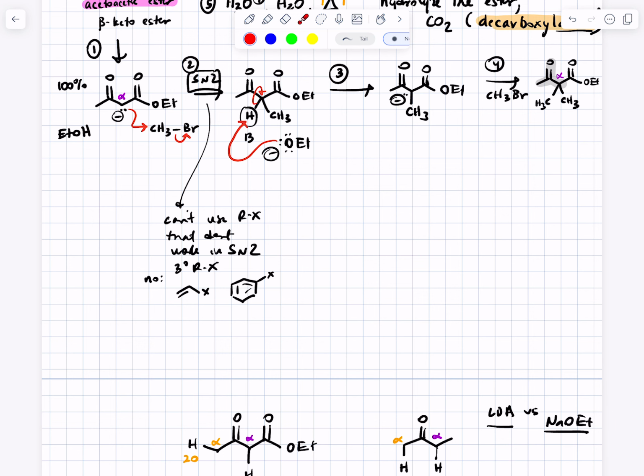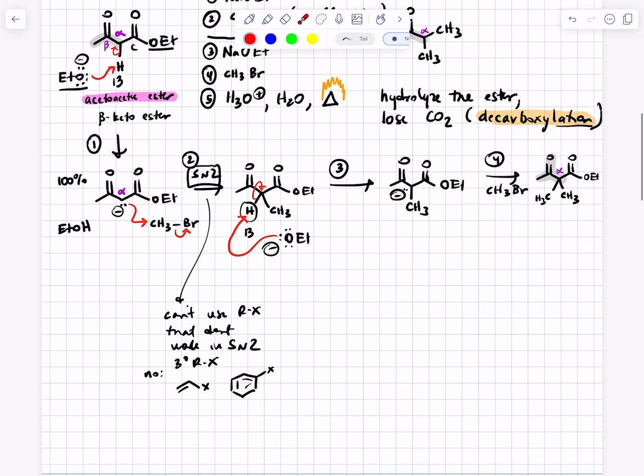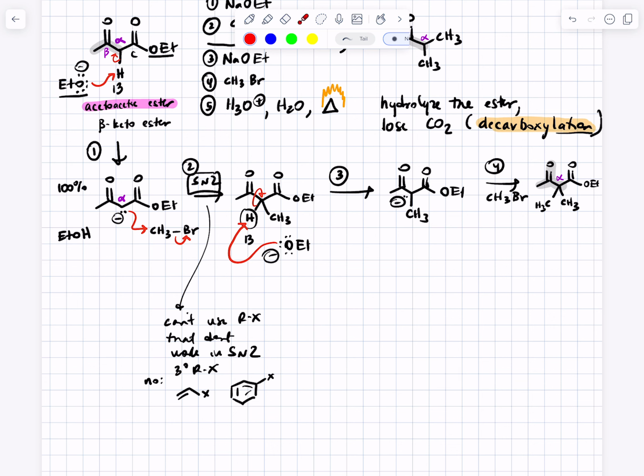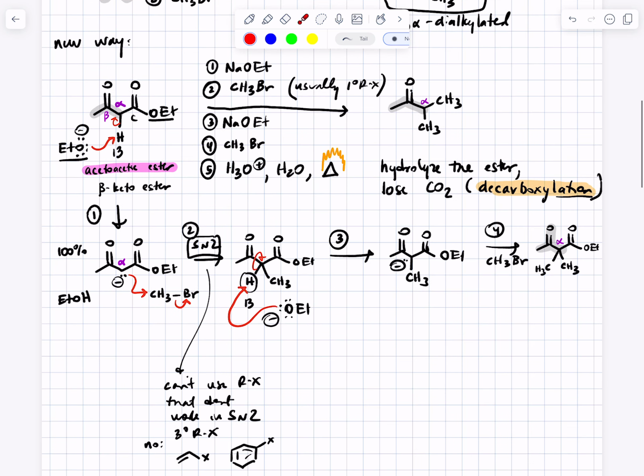Yeah. So we can't work with tertiary groups. Secondary is okay. It's easy and fast if it's primary. For secondary, you can assume that it works, though experimentally sometimes there's problems.